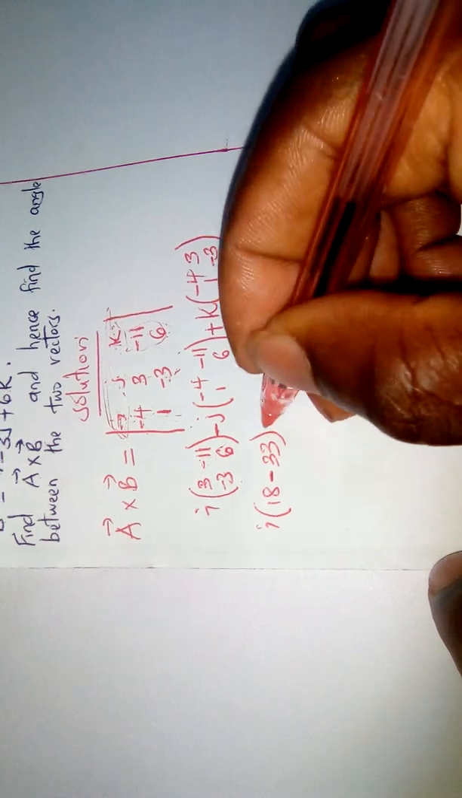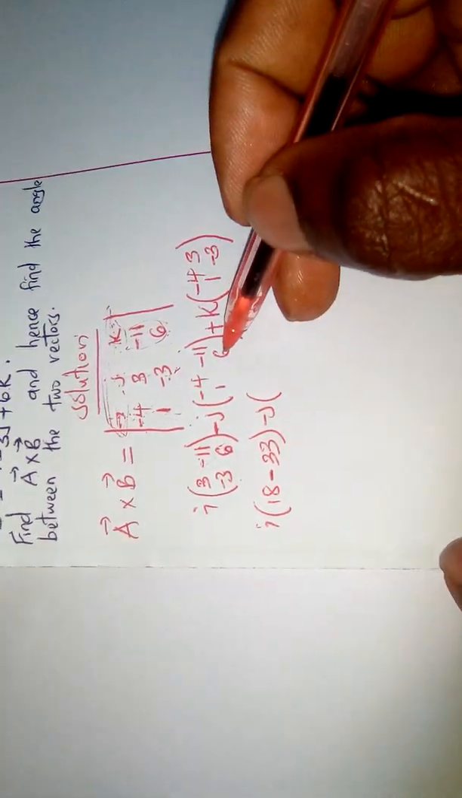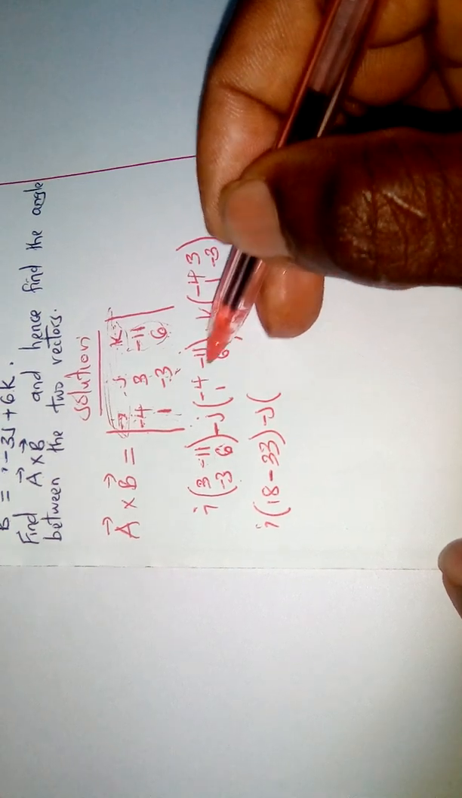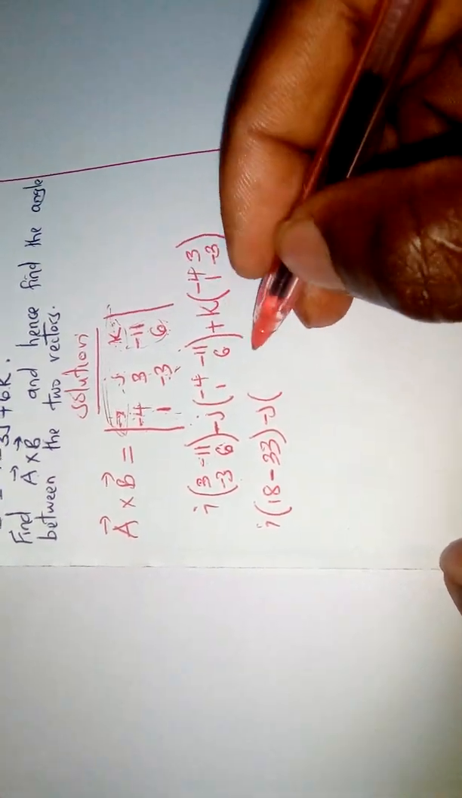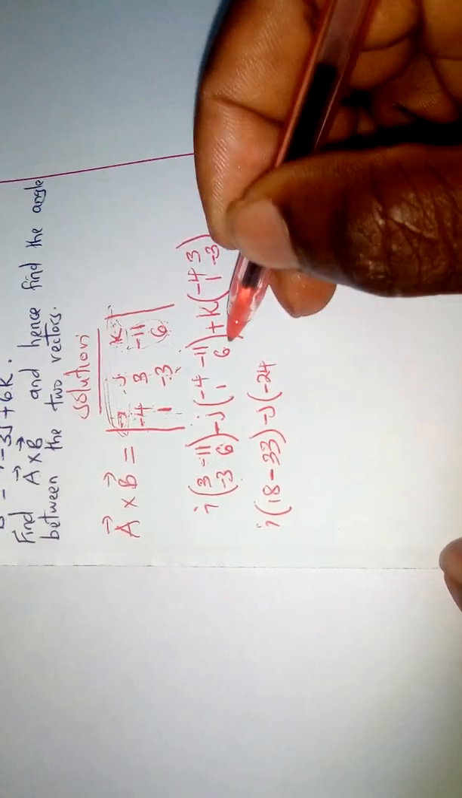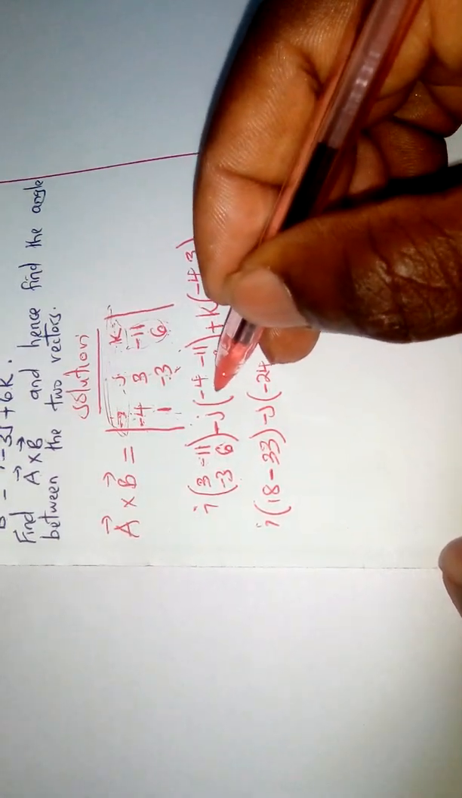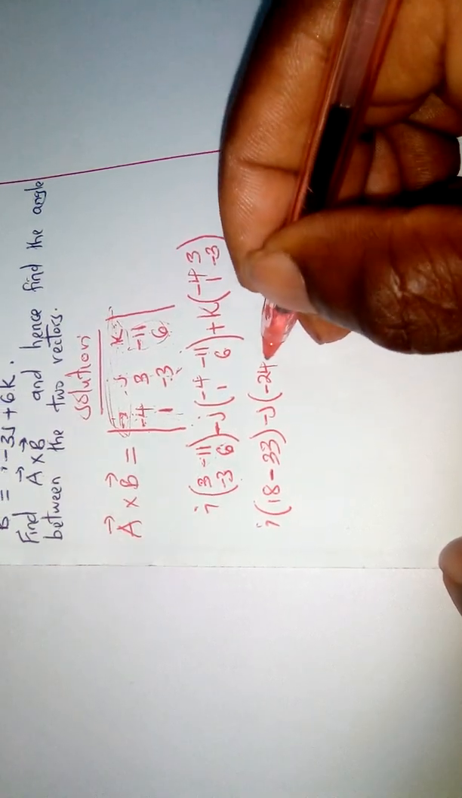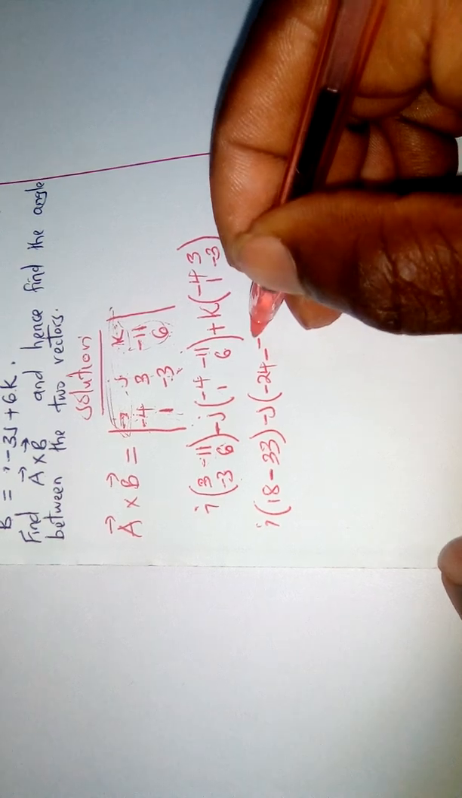After that, you move to j. Now you do the same: the first diagonal minus the second diagonal. So the first diagonal is 6 by negative 4, and probably that is negative 24. Then the second diagonal is 1 by negative 11, and probably that is negative 11. So it should be negative 24 minus, negative 11.